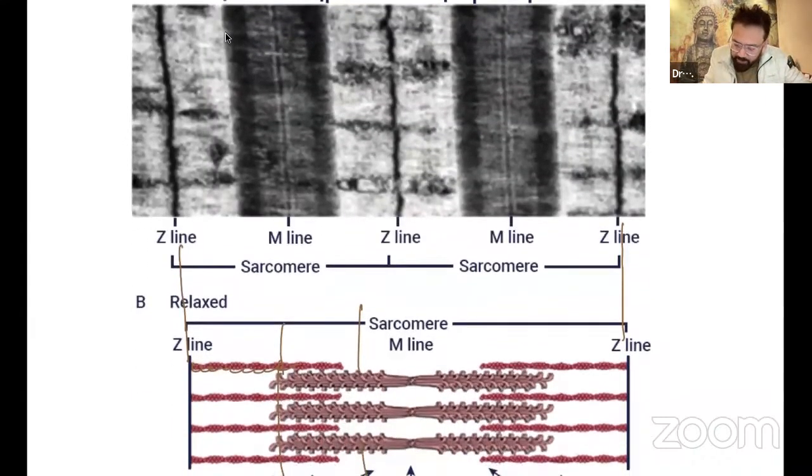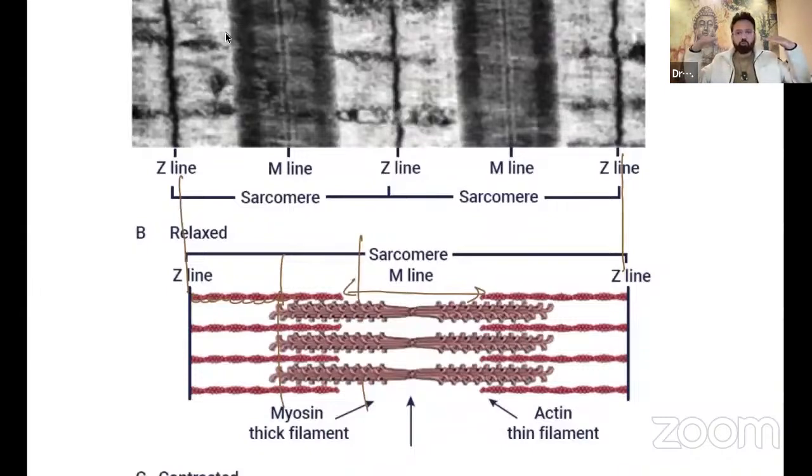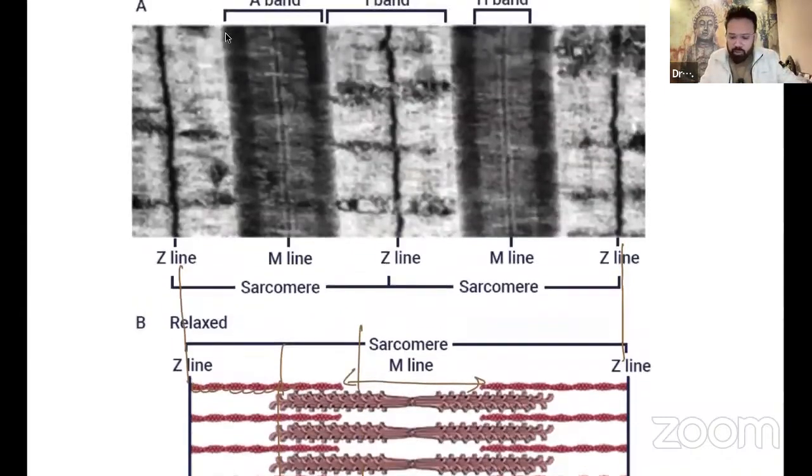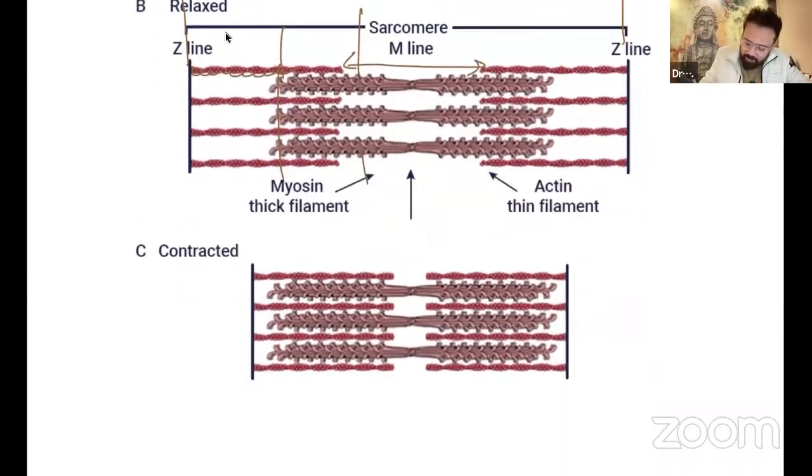And this is your I band, and the difference between this is called H zone. Why is it called H zone? It is a gap, so that when contraction happens, H zone will decrease. So when contraction happens, you can see this is called H zone.